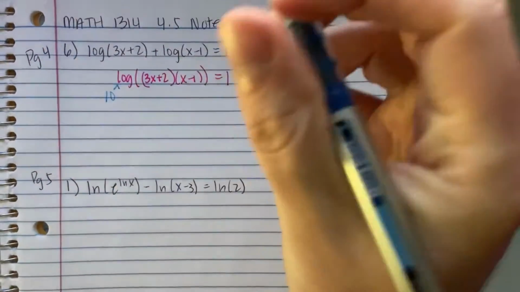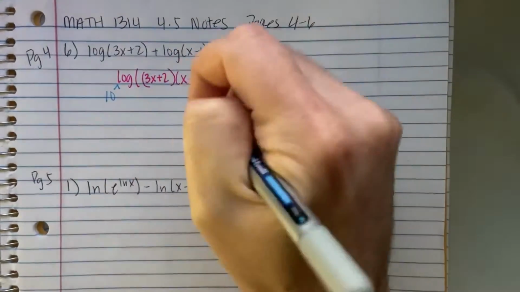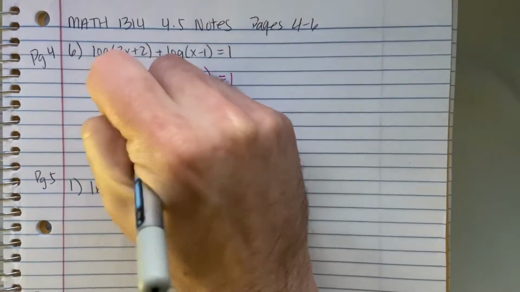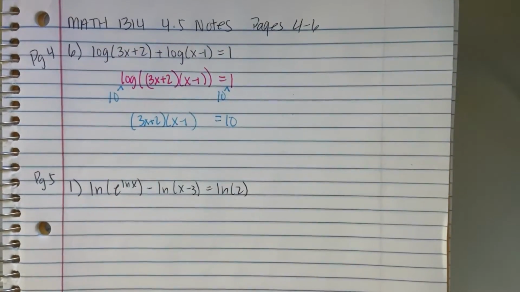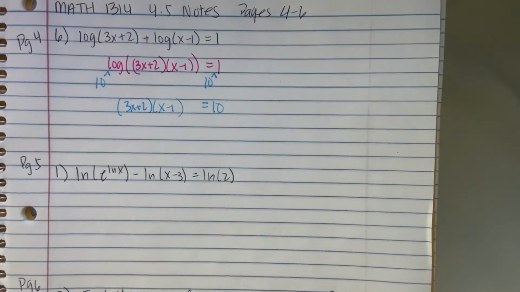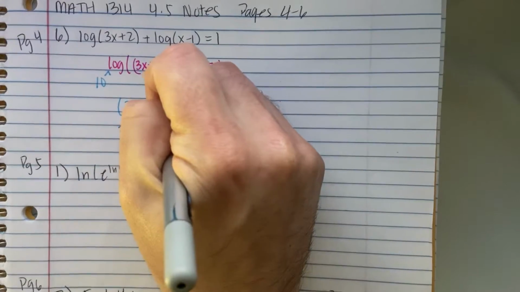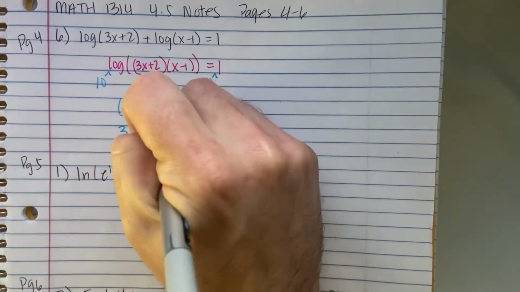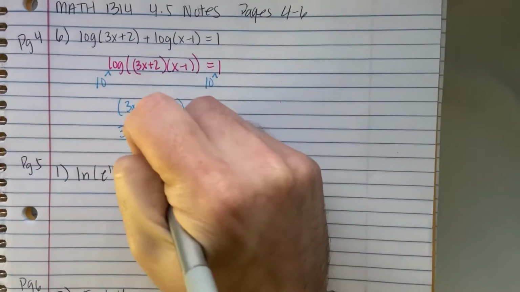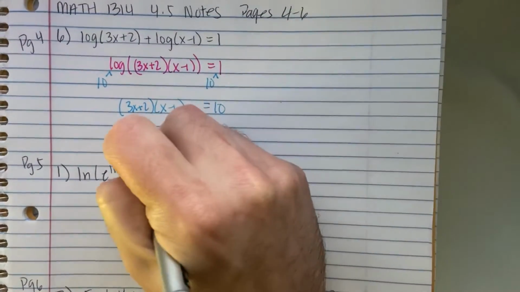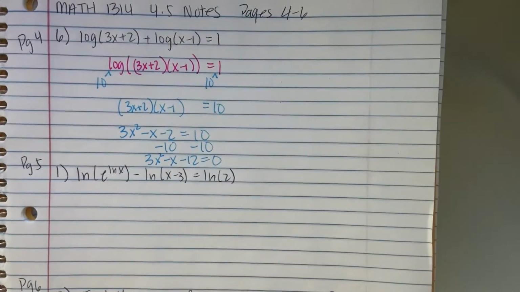So 10 to the log base 10 of (3x plus 2) times (x minus 1) equals 10 to the first. Anything to the first power is itself. And here we get (3x plus 2) times (x minus 1). This is going to be quadratic, so I need to multiply it out. This is 3x squared plus 2x minus 3x, that's minus x minus 2 equals 10. And of course, to solve a quadratic, we need to subtract the 10. 3x squared minus x minus 12 equals 0.